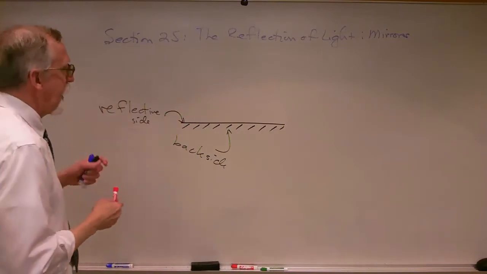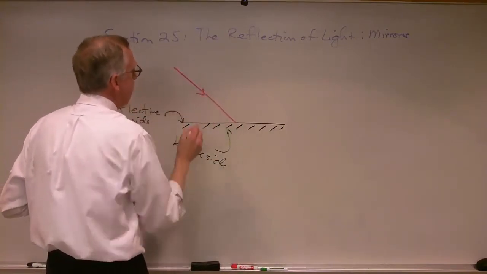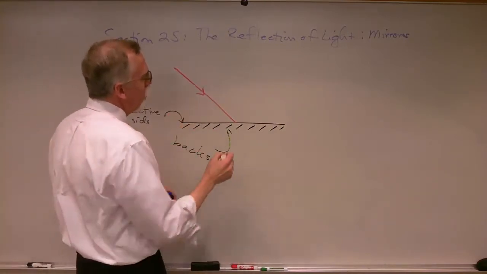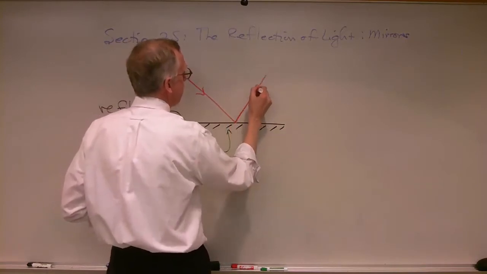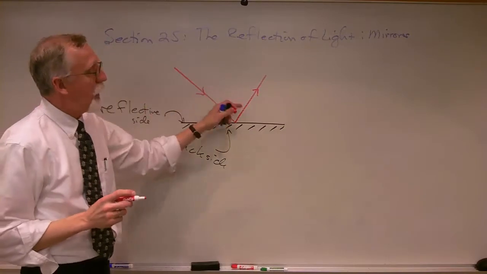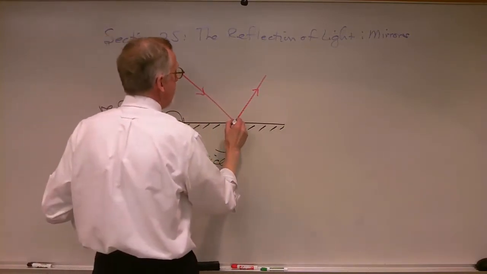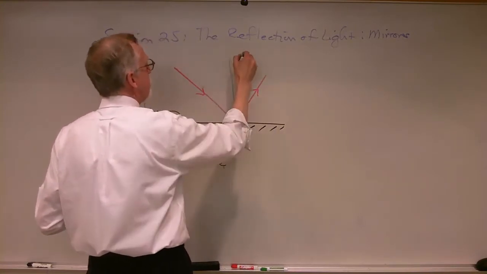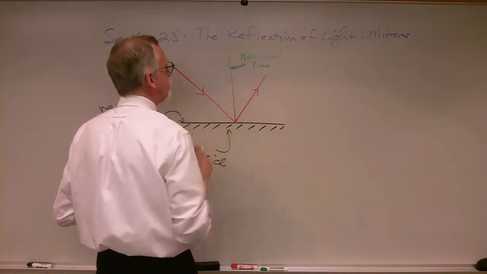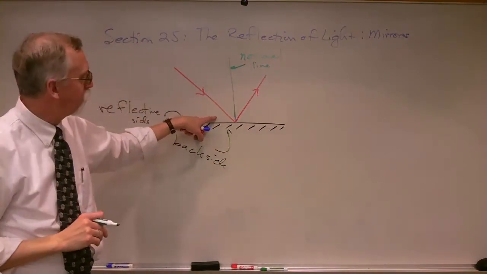Now let's imagine we have a ray of light coming in, striking the mirror, and I'll indicate the incoming direction like this. That ray will reflect off the mirror, something like that. To describe how this reflects, I am going to use a perpendicular line to the mirror here. So this is a normal line. Remember, normal means perpendicular. So that line is perpendicular to the surface of the mirror.